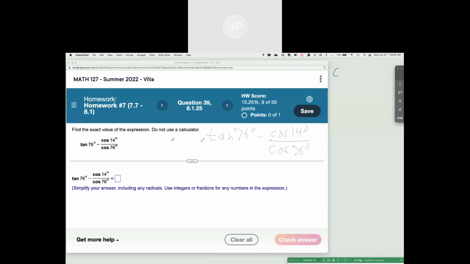So what I do know from my formulas is that if I have the cosine of 14 degrees, it's the same as the sine of 76. But also, I know the cosine of 76 equals the sine of 14. Okay? So which one do I substitute? So let me do this one first. Let's say I keep that one and I move this one down to sine of 14 degrees.